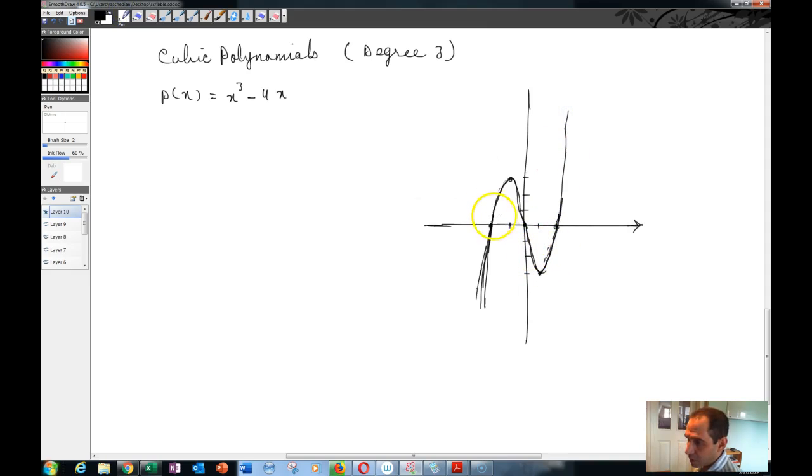Okay, so now this point is negative 2 comma 0. This point is negative 1 comma 3. This point is 1 comma negative 3, and this point is 2 comma 0. Okay, so you see that this graph goes through the x-axis in 3 distinct points, meaning this point over here, the origin, and also this point over here. So you have 3 distinct points and 3 zeros over here.